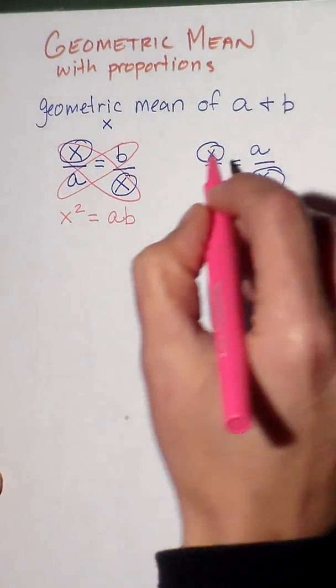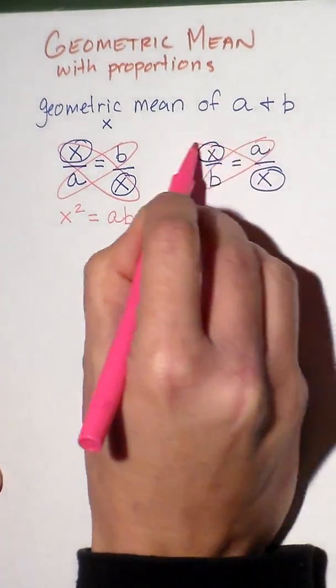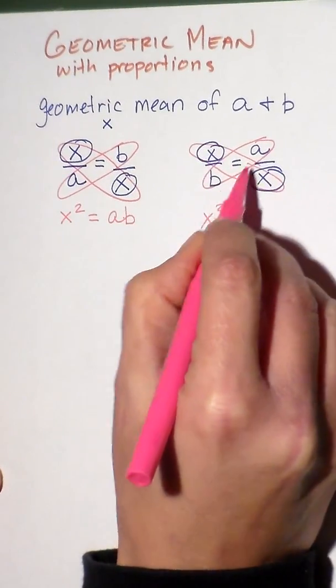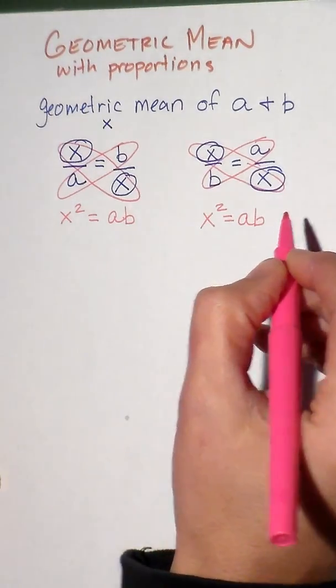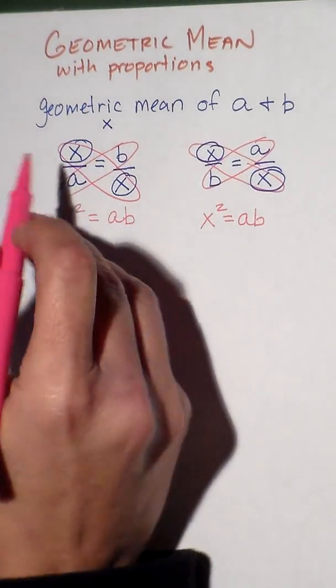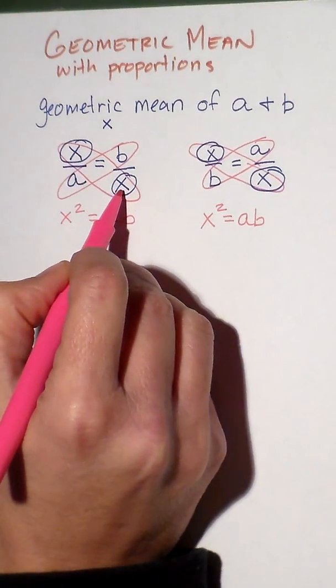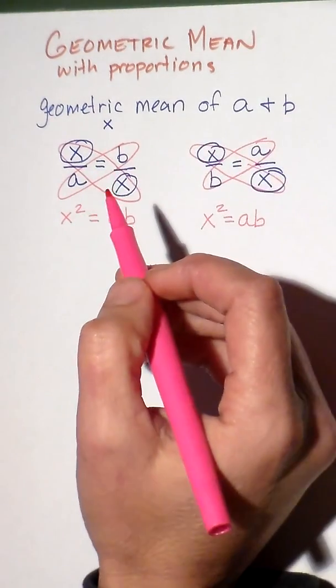Now, over here I switched it, right? Well, let's cross multiply here, and look what happens. What's X times X? X squared. A times B is AB. So either way, as long as the geometric mean is positioned as the numerator of one and the denominator of the other, using the two values you're given, you'll find the correct answer.